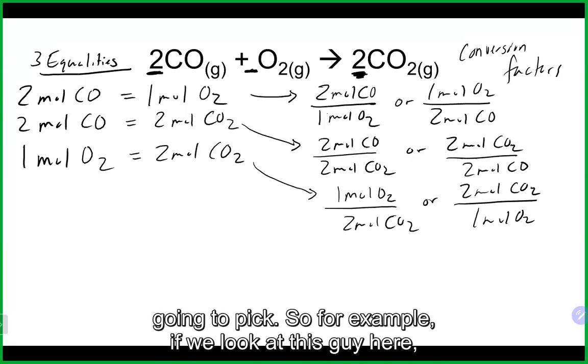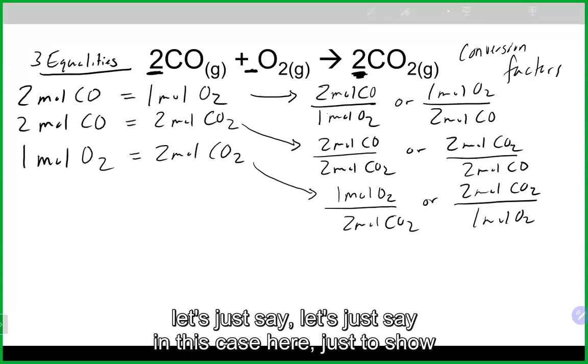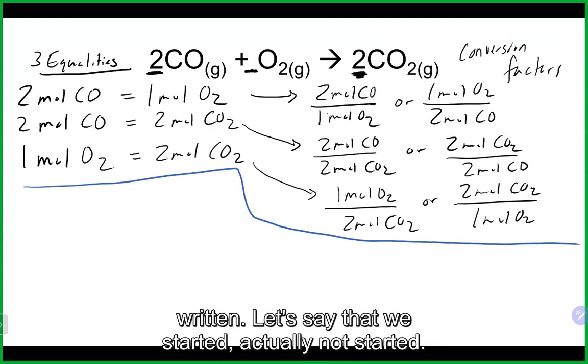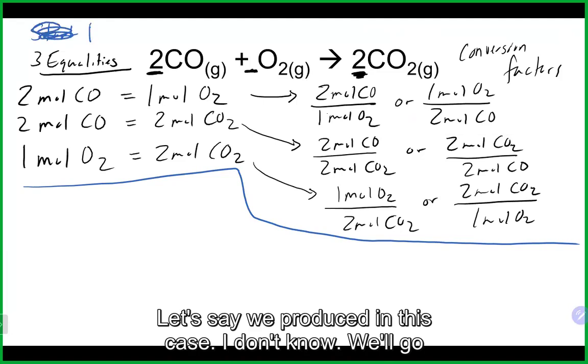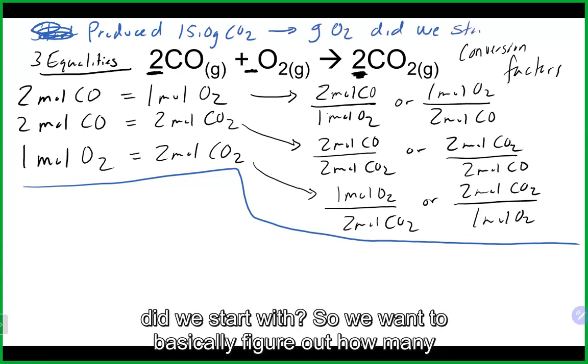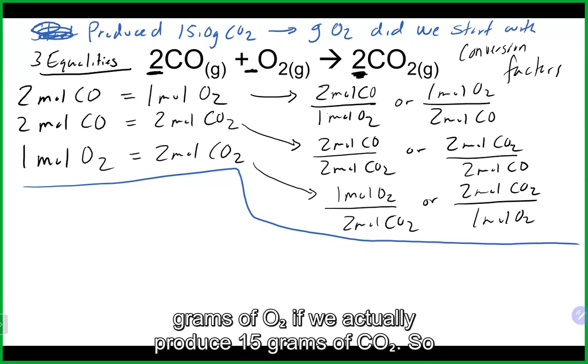So, for example, let's just look at this case here, just to show you all the steps. Let's say that we produced, I don't know, 15 grams of CO2. We want to know how many grams of O2 we started with. So we want to figure out how many grams of O2 if we actually produce 15 grams of CO2.